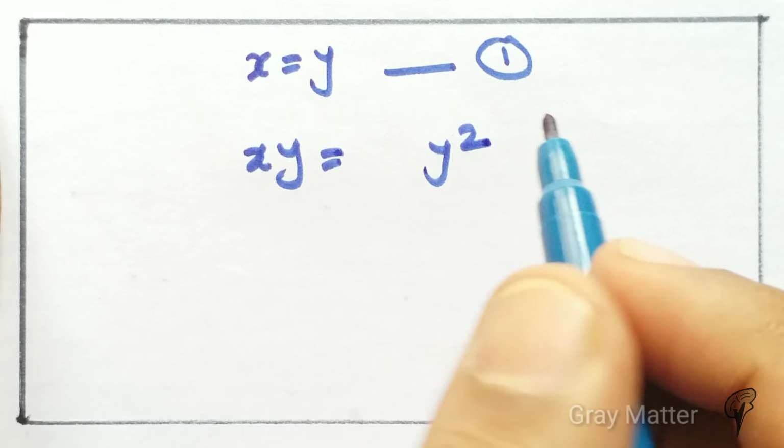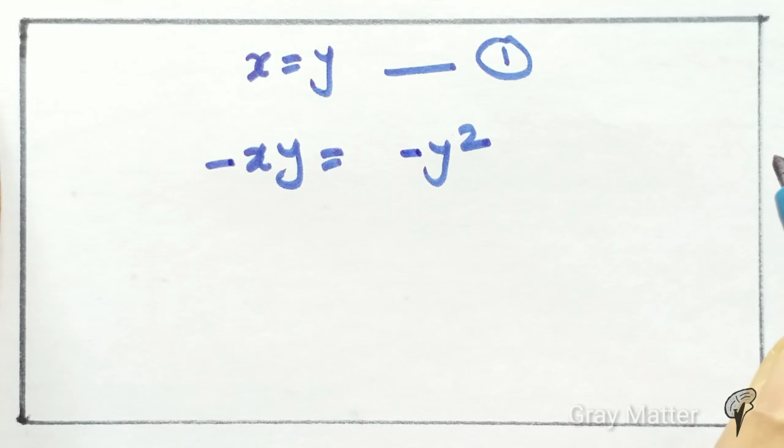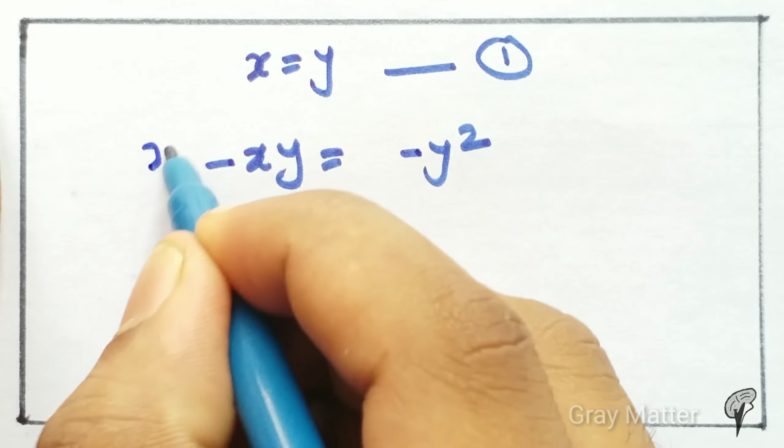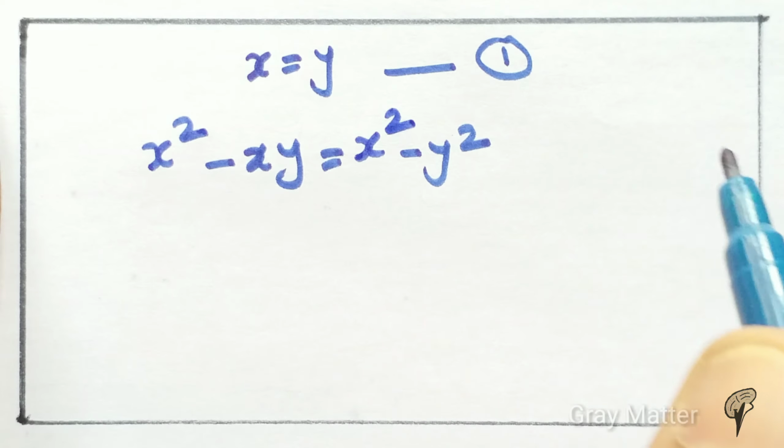Now multiply with minus 1 on both sides. So minus xy is equal to minus y square. Add x square on both sides. So x square minus xy is equal to x square minus y square.